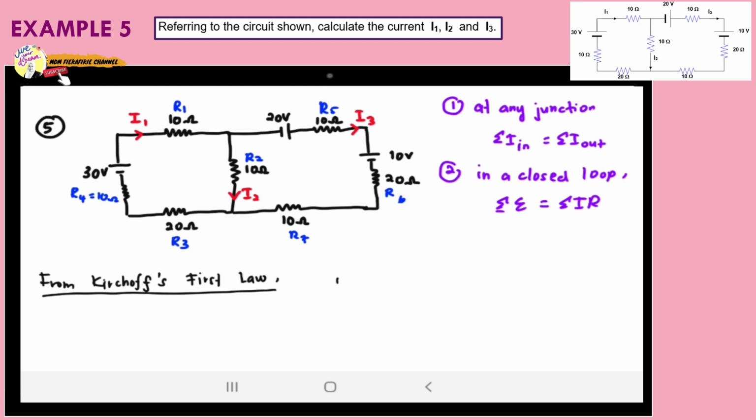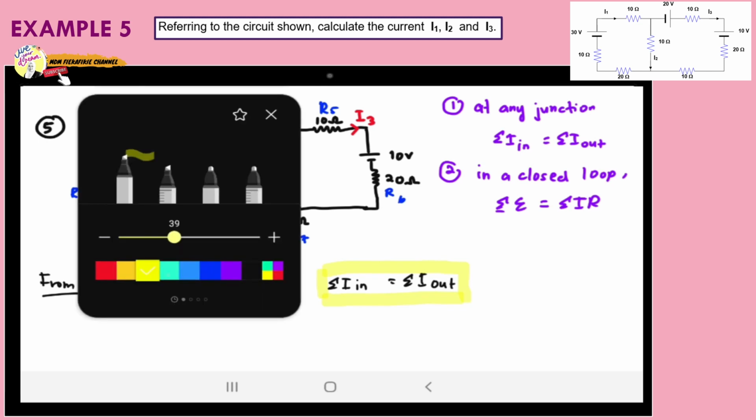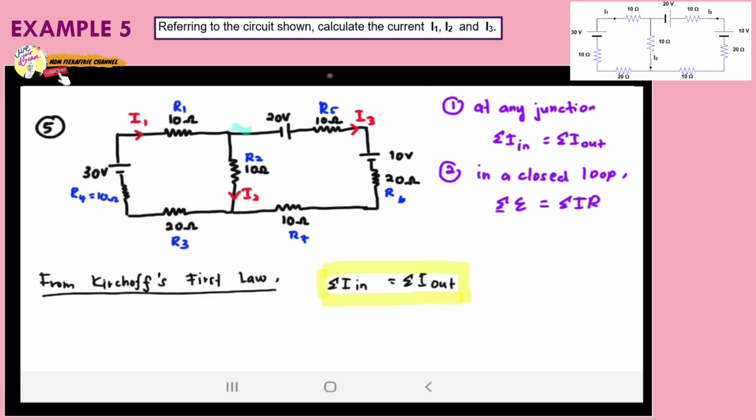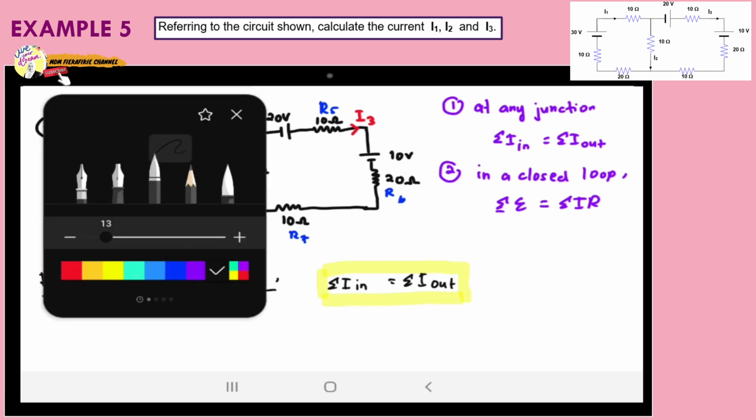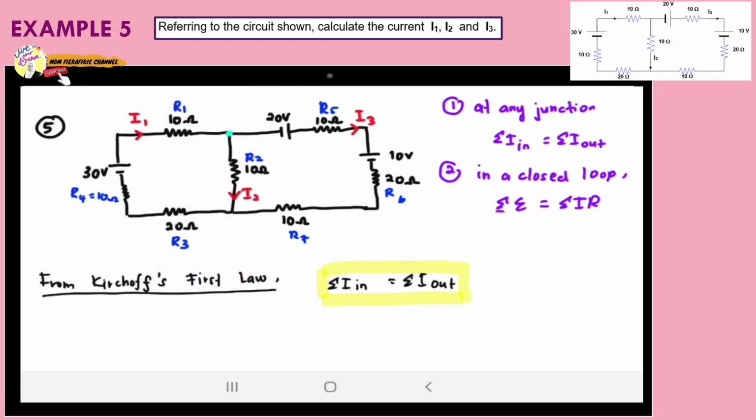Okay, so total current in is equal to total current out. This is the first rule. At any junction, now let's look at here. We have two junctions here. This is the first junction, and this is the second junction.